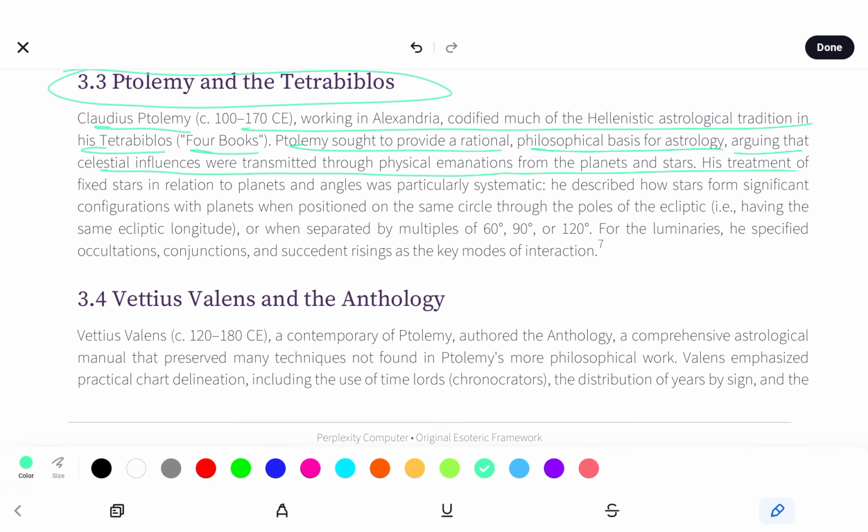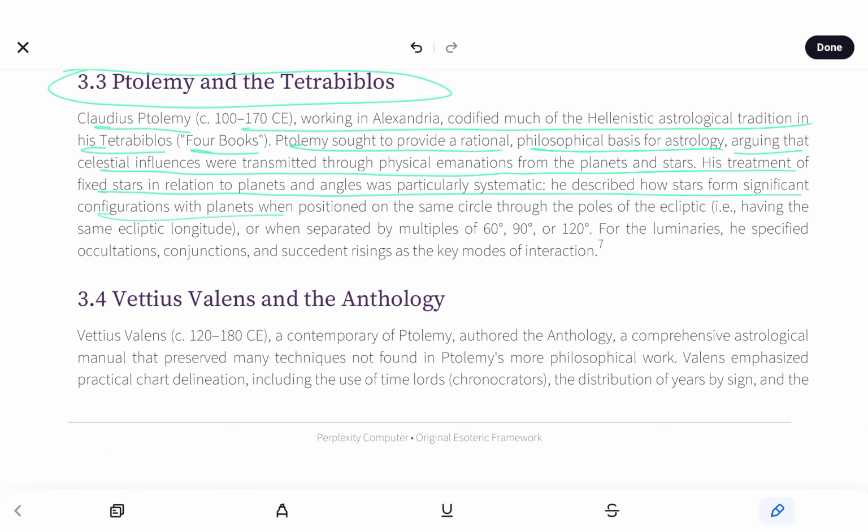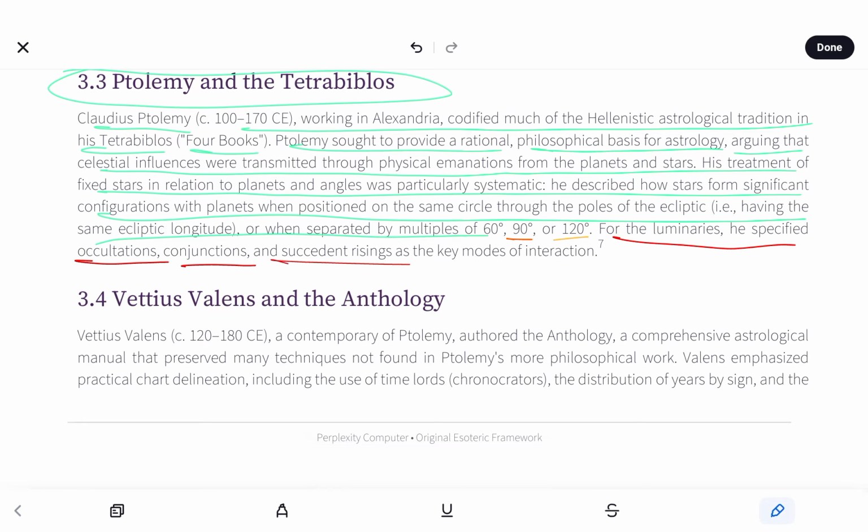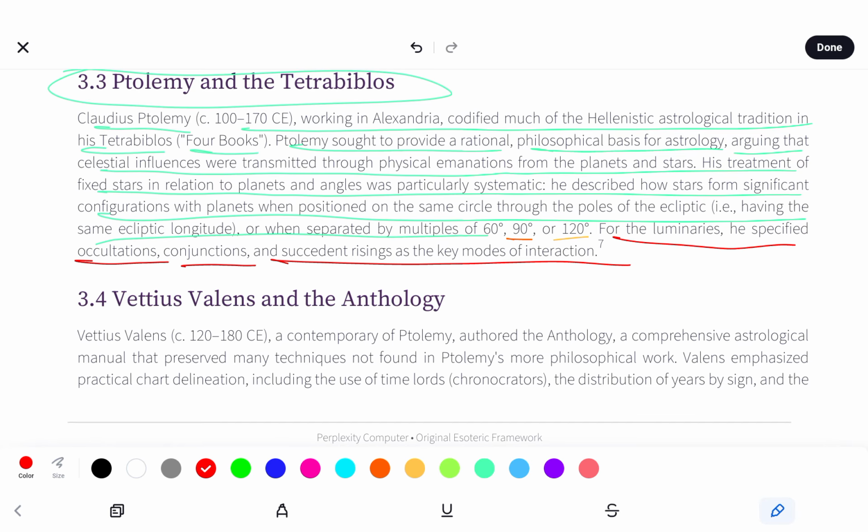His treatment of fixed stars in relation to planets and angles was particularly systematic, because he described how stars form significant configurations with planets when positioned on the same circle through the poles of the ecliptic, i.e., having the same ecliptic longitude, or when separated by multiples of 60 degrees, 90 degrees, or 120 degrees. For the luminaries, he specified occultations, conjunctions, and succedent risings as the key modes of interaction.